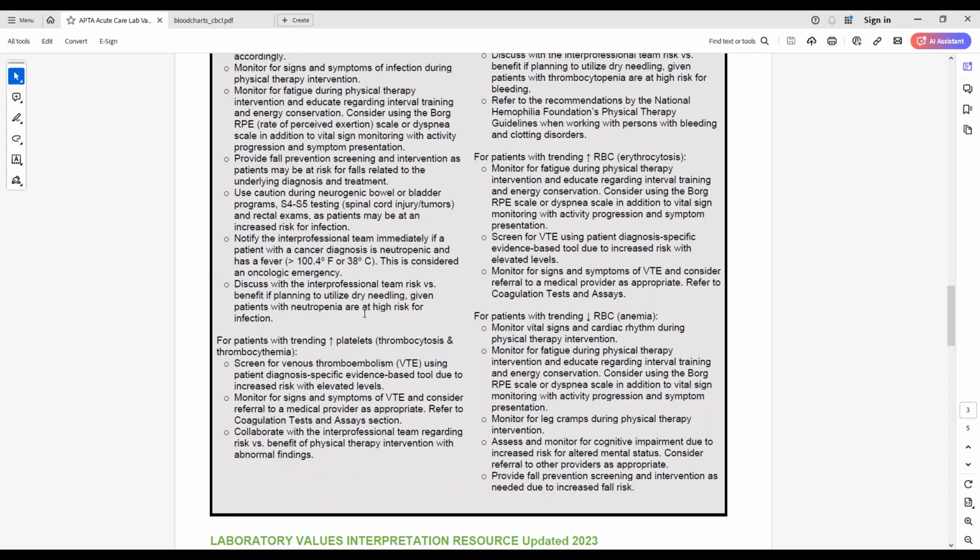Okay, I'm trying to give the best intervention and best benefit for my patient. How about if my intervention will cause harm to my patient? Will I go ahead or not? So I will be discussing that with the interprofessional team, physician, nurse, and so on. Like, can I use dry needling?